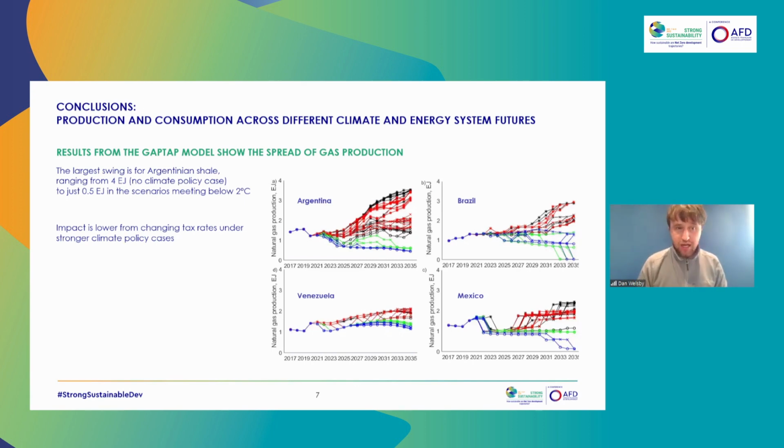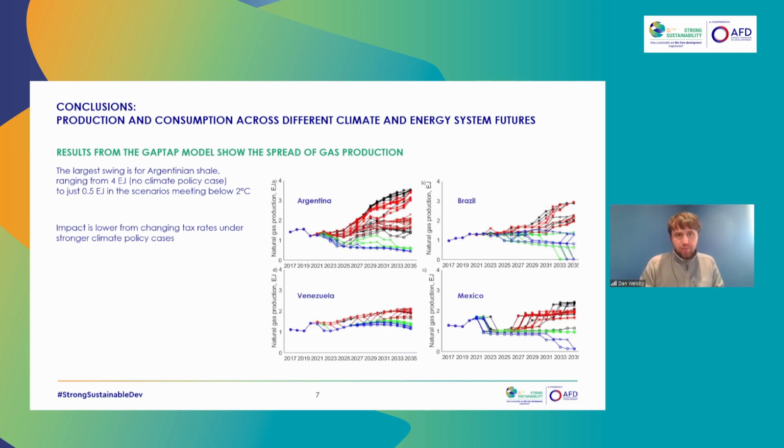So essentially, in our most stringent climate policy cases, in our blue scenarios, in our below 2 degree scenarios, we really see very limited room for shale gas production from Argentina in those cases. And we see similar variations in Brazil, for example, but Brazilian production is largely dependent on associated gas production. So that is gas which is produced as a byproduct of oil.